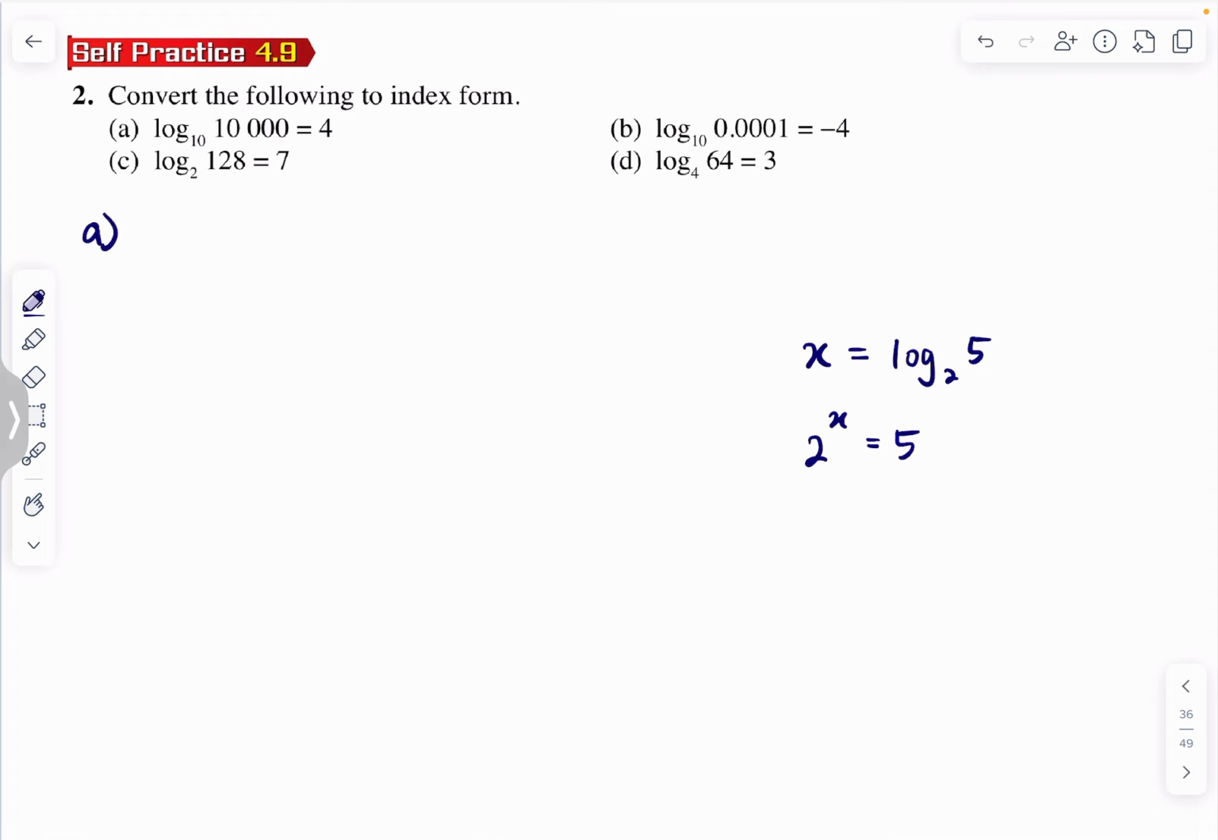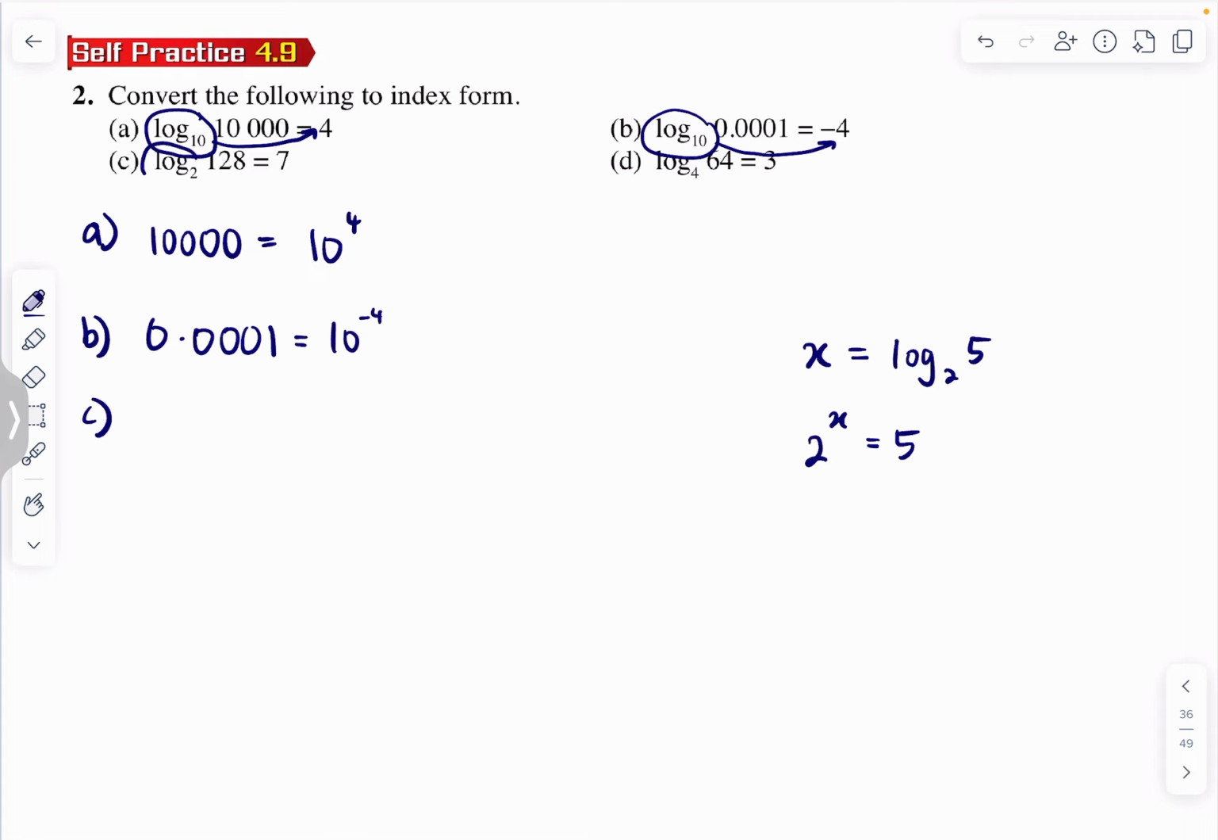A is log 10. So log 10 you move here, it will push the 4 up, it will become 10 power 4. B, same thing, 10 move here, it will push the negative 4 up. So 0.0001 is 10 power negative 4.